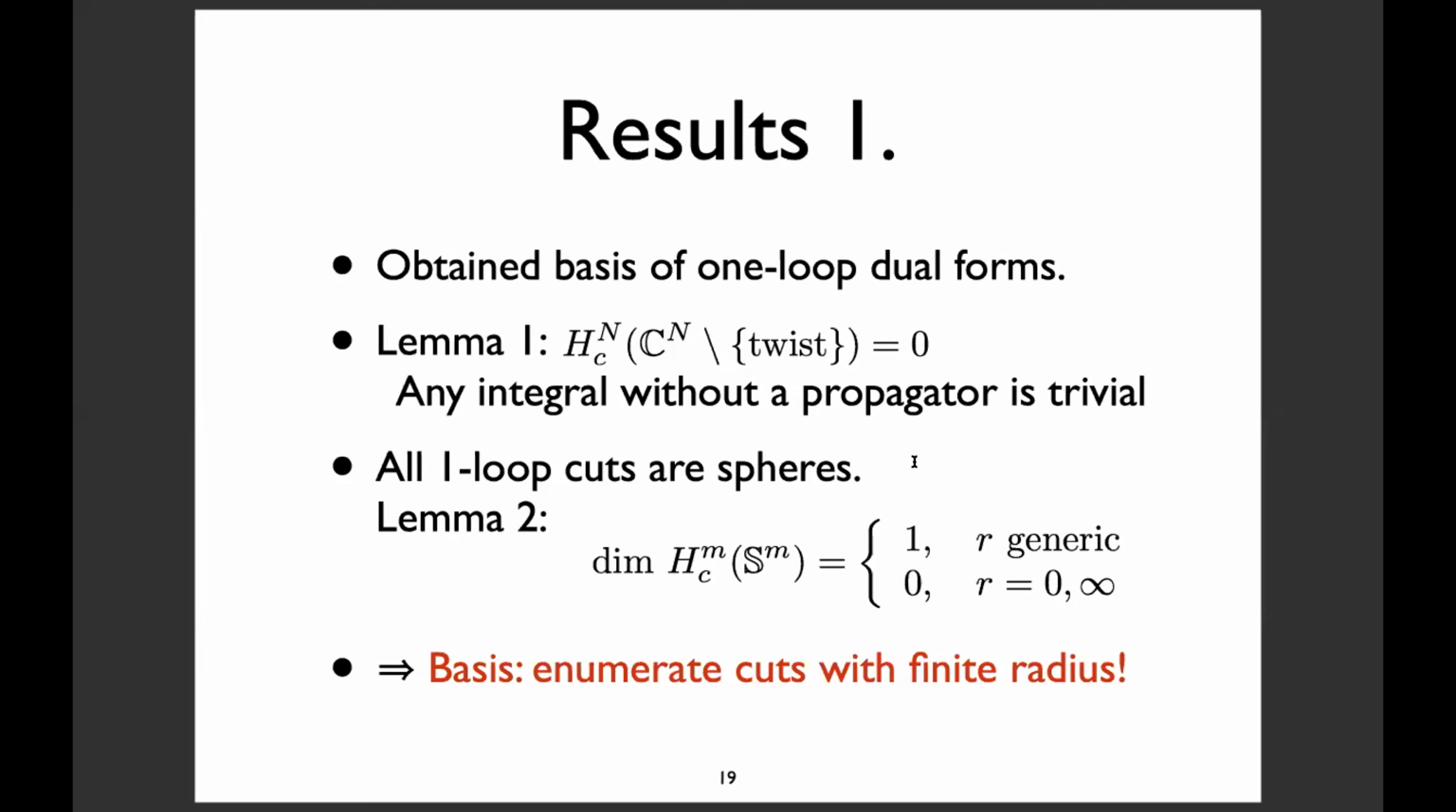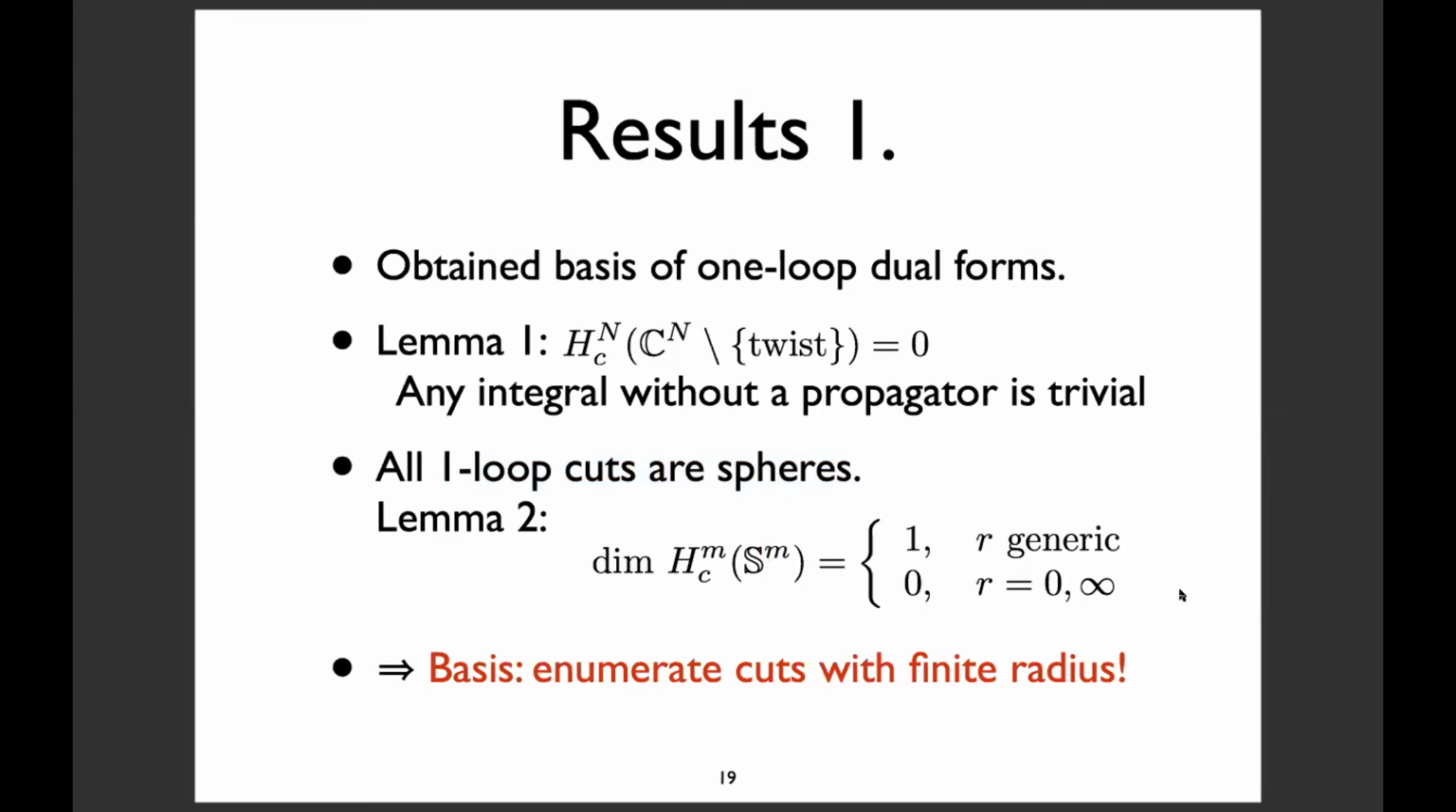Now you start looking at cuts at one loop, and you know very well that when you take a unitarity cut from the Cutkosky rule at one loop, with 2 propagators, what you get is a sphere. So in general, at one loop, all the cuts are spheres. And there's a nice lemma that the cohomology of a sphere is just one-dimensional. It's actually 0 if the sphere degenerates, but generically it's one-dimensional. Here it's a slightly unusual complexified sphere, but it's the same result.